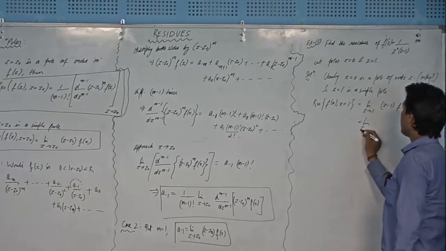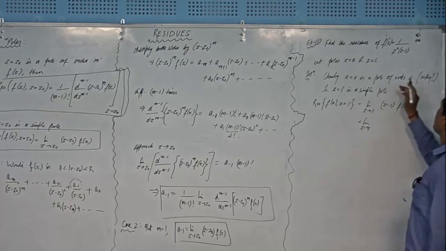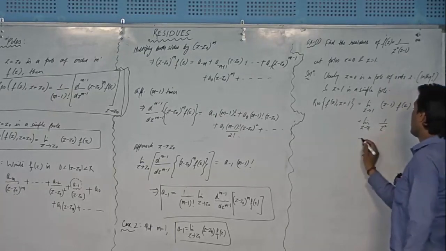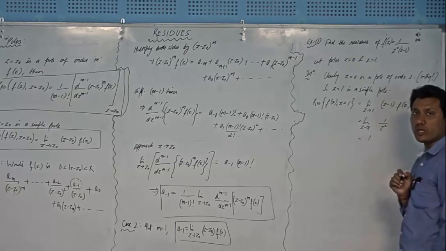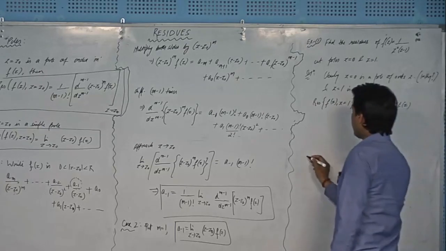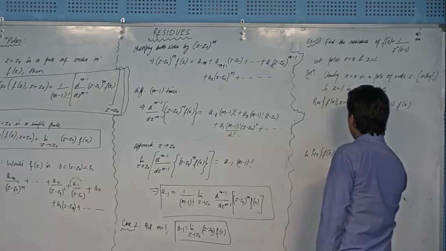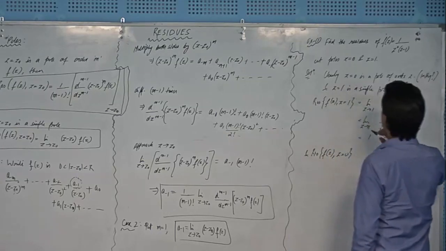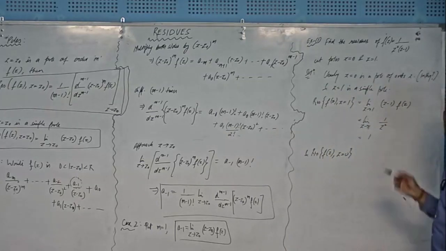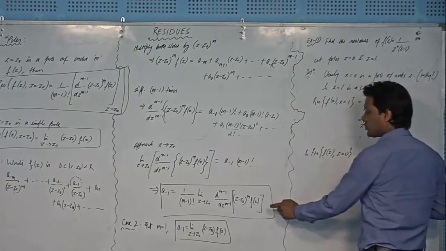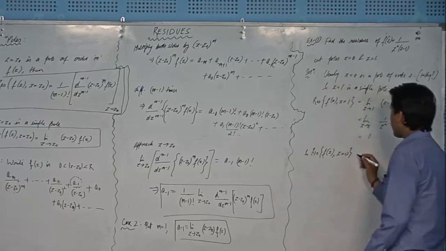And you will see that limit z tends to 1, if you multiply z minus 1 with the function, you will get 1 over z square, and plugging in 1 you will get 1, so the residue is actually 1, right? And for the residue at z equal to 0, remember that z equal to 0 is a pole of order 2, so I have to use the general formula for an mth order pole, this one, right?